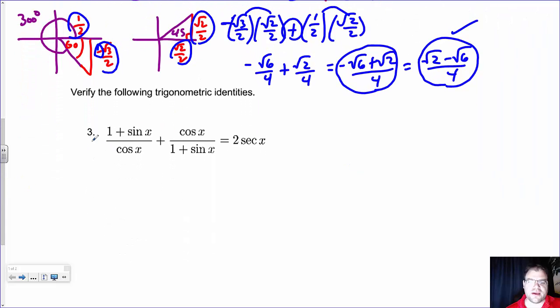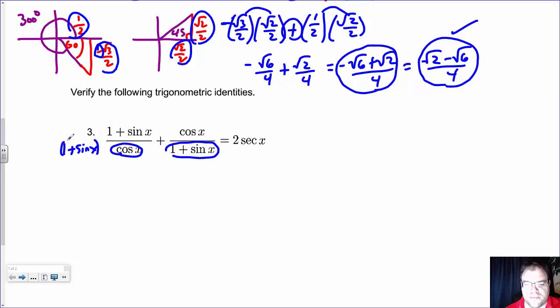Verifying trig identities. Yeah, this is a lot of fun. What we're going to have here is two fractions that we need to add together. And as we learned in middle school, you can't really add two fractions together unless you have a common denominator. So the only way I can really achieve this is to actually multiply this denominator by this one. So I'm going to multiply cosine by 1 plus sine. I'm going to do it over here. 1 plus sine. I'm just going to multiply these two together.